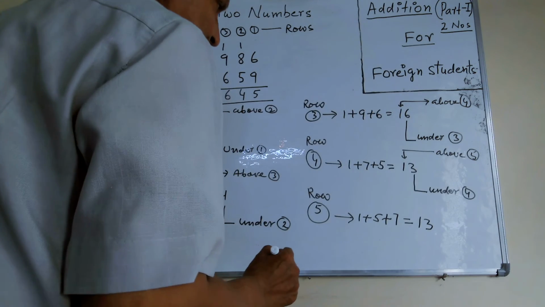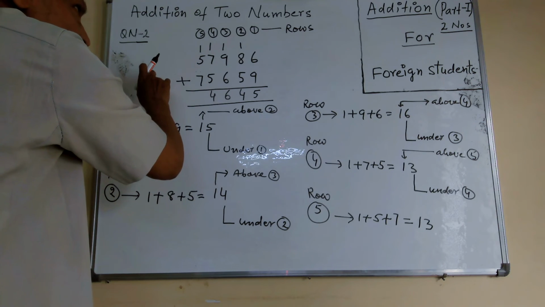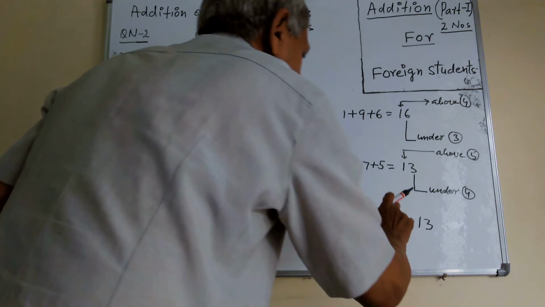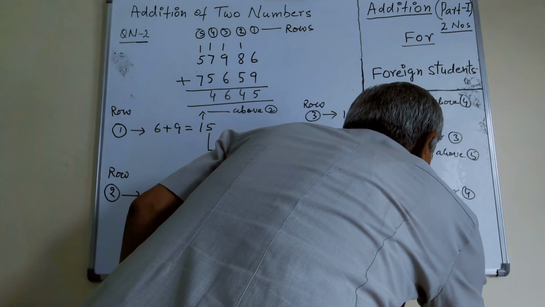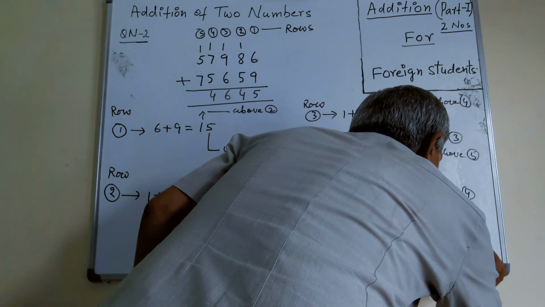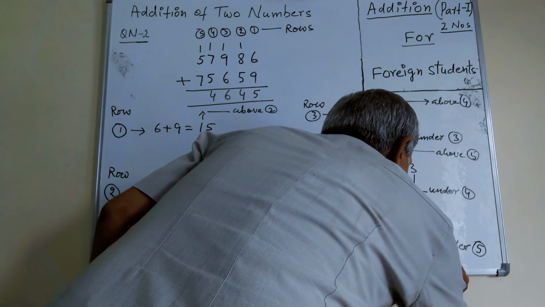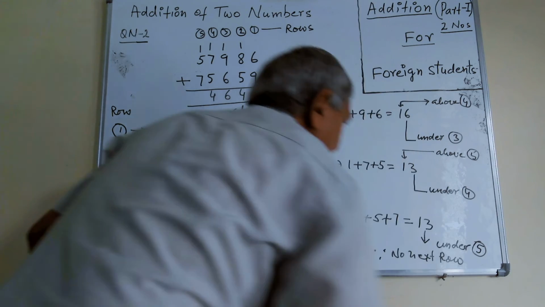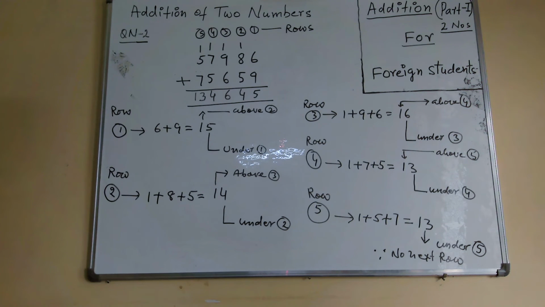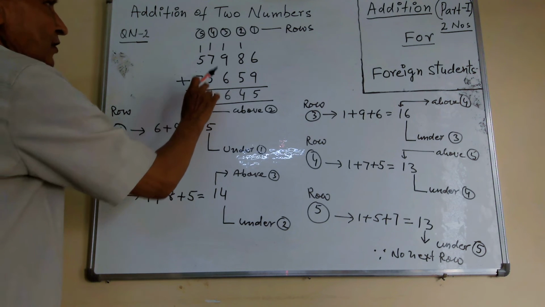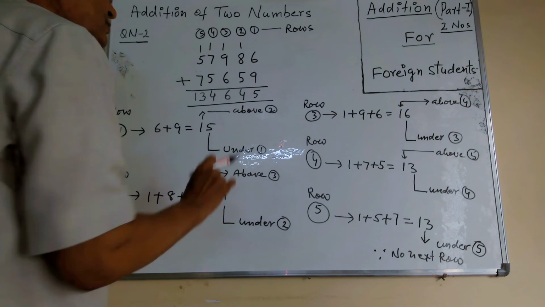Now, my dear students, here you have to see this is the last row. There is no next row. So, therefore, the total sum of this row, you have to write down under row 5, this whole number, because there is no next row. So, write down 13 under this row. This is 13. My dear students, this is the sum of these two numbers. This is the addition of these two numbers.